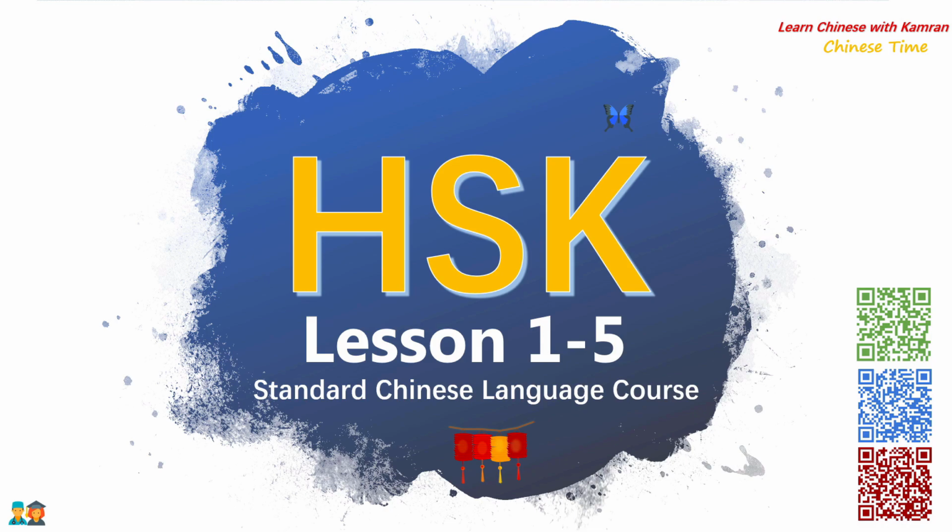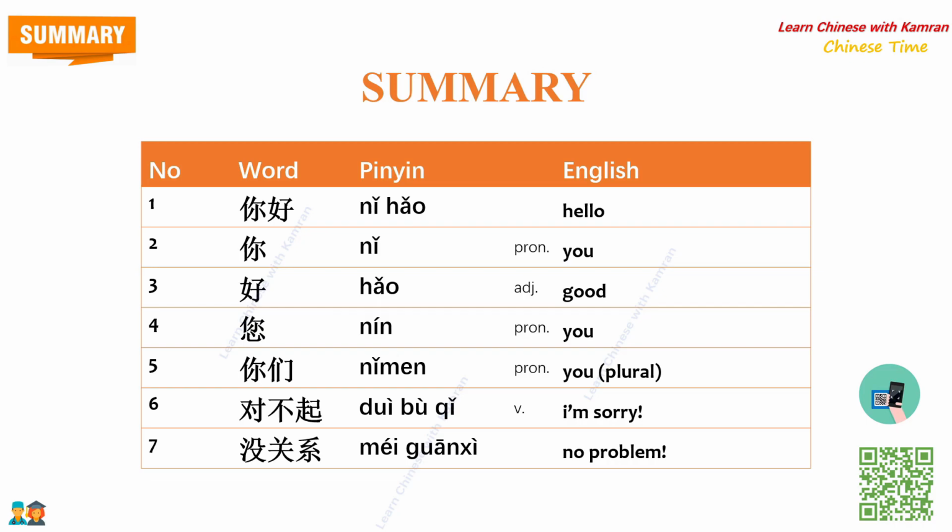This is our 6th video of the HSK1 series. We have already finished lessons 1 to 5, and in this video we are presenting a review of lessons 1 to 5. I hope you will enjoy this lesson. Let's start. The first one, the most basic word in the Chinese language, is ni hao.